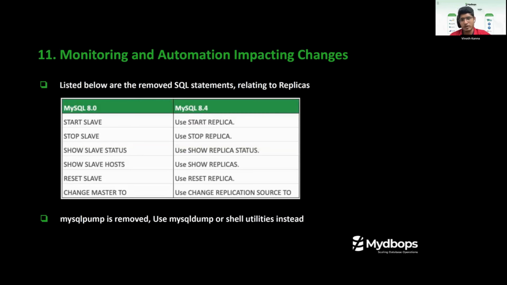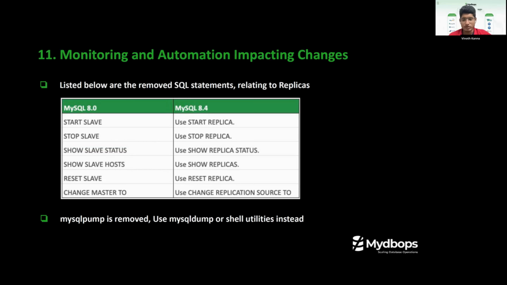The next administrative commands, start slave and stop slave, you have to replace with start replica and stop replica, and show slave status is replaced with show replica status, show replicas, reset replica. So there is a complete change in these naming conventions. The older naming conventions are completely removed, and I personally found it difficult when I was using dbdeployer.